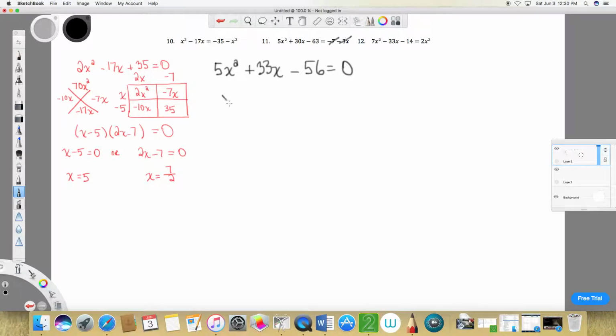So let's again do our x method. Because that leading coefficient of 5, that's not 1, so it's going to make this a little bit harder. Our bottom term is 33x, and the first term times the last term, negative 56 times 5 is negative 280.